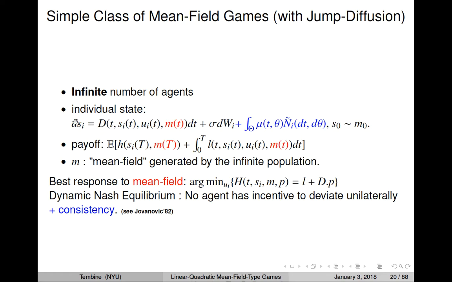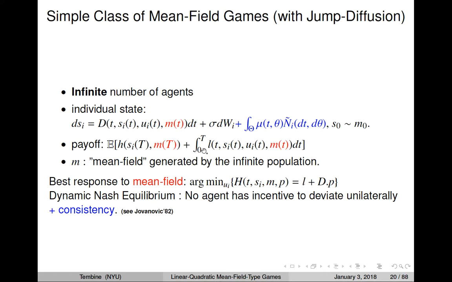So each generic agent i does this, and they all have the same drift, same diffusion coefficient, same jump rate, and the same terminal loss functional, and same running loss function. But inside, their state might be different because it's generated according to distribution M0, and each player reacts to this. You can solve using Hamiltonian or direct method and so on. But the definition was similar to the one defined by Jovanovic in '82.